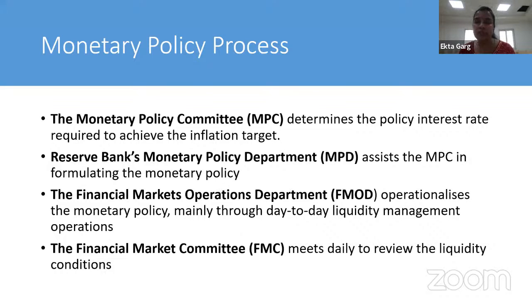And the financial market committee meets daily to review the liquidity conditions in the economy, since liquidity management is not a quarterly task or a monthly task, it is a day-to-day activity. So the committee has to meet daily to ensure that the average call money rate is aligned with, is equal to, the repo rate. Otherwise, the monetary policy may become ineffective.